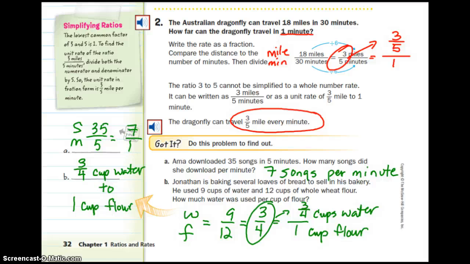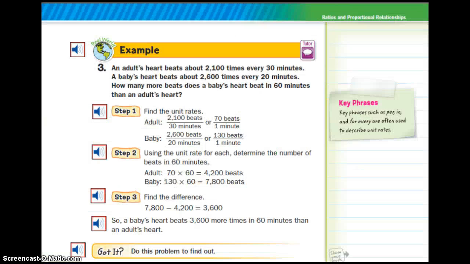Turn the page. Okay, so now we have a multi-step problem. An adult heart beats about 2,100 times in 30 minutes, and a baby's heart beats 2,600 times in 20 minutes. How many more beats does the baby's heart beat in 60 minutes?